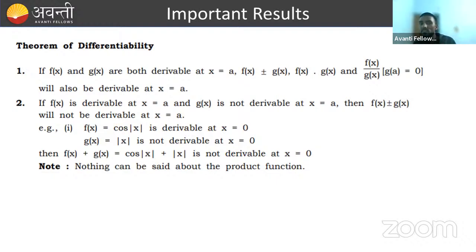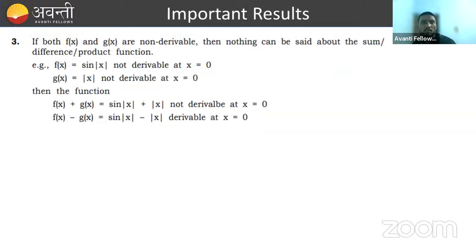And the second case, if one function is differentiable and the other function is not differentiable, then the addition or subtraction of the functions will not be differentiable. But for the product, we can't say anything. For the product it may be differentiable. So these are the basic algebra. Like if both f of x and g of x are not differentiable or derivable, then we can't say anything about the sum, difference or product.